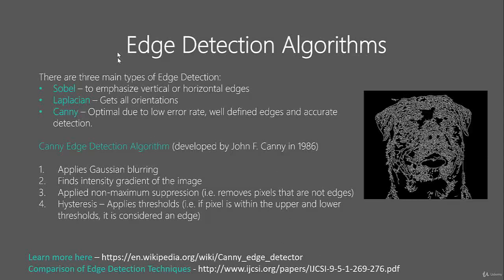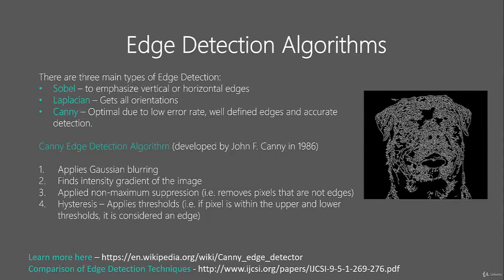So I won't go into the details of all of these algorithms because they actually get quite mathematical. However, I'll just give a high-level explanation for Canny edge detection. What Canny does, it first applies a Gaussian blurring effect to the image. As you previously saw, we did some Gaussian blurring a few chapters behind. And then it finds the intensity gradient across the image. Then it applies a non-maximum suppression, which is removing the pixels that aren't edges in the image. And then it applies some hysteresis thresholds. So if a pixel is within an upper or lower threshold, then it's considered an edge. And you can learn a bit more about Canny edge detection and different edge detection techniques at these links here.